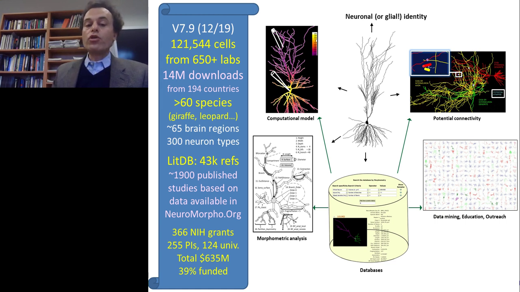We're now going towards 2,000 studies published based on data or describing data from neuromorpho.org. There are also hundreds of NIH grants funded based on data from neuromorpho.org, from 255 PIs at many universities, totaling hundreds of millions of dollars. Mostly the reconstructions of the neurons are used for modeling, for comparative morphometric analysis, for studies of potential connectivity, and for visualization and educational purposes.